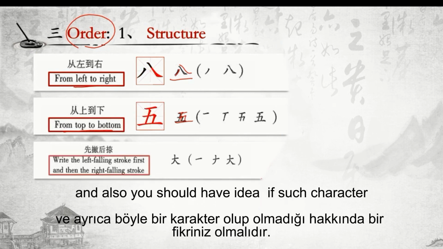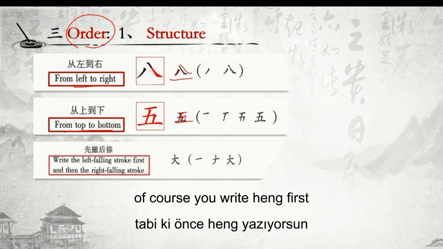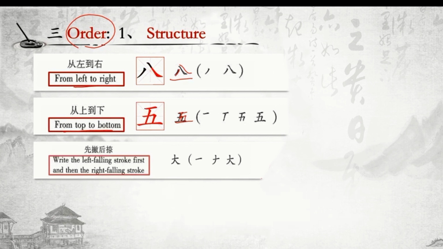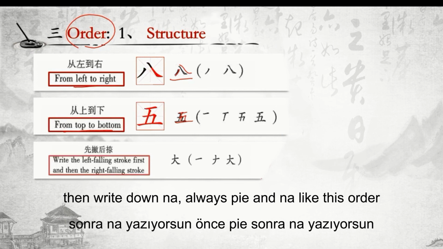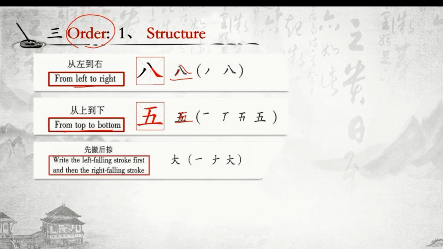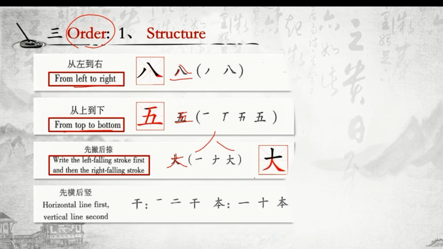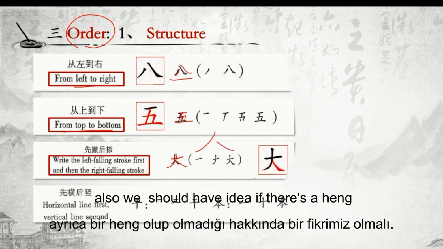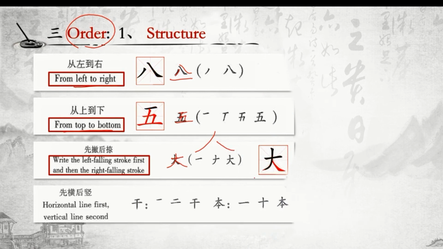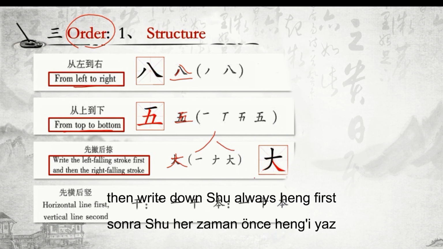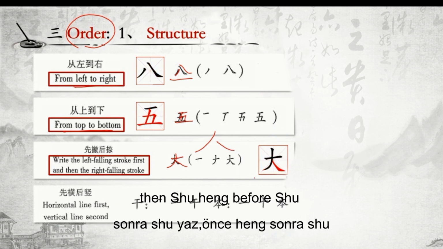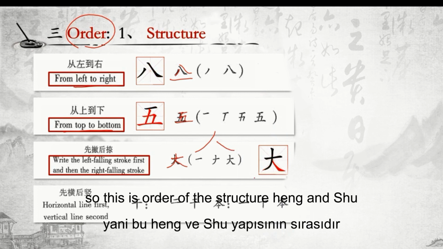And also you should have idea. If such character, of course, you write down 横 first, then you should write down this 撇, then write down 捺. Okay, so write down 撇 first, then write down 捺. Always 撇 and 捺, like this order. 好的，我们来看一下。If also we should have idea. If there's a 横, then you should write down 横 first, then write down 竖. Always 横 first, then 竖. 横 before 竖. So this is order of the structure, 横 and 竖.